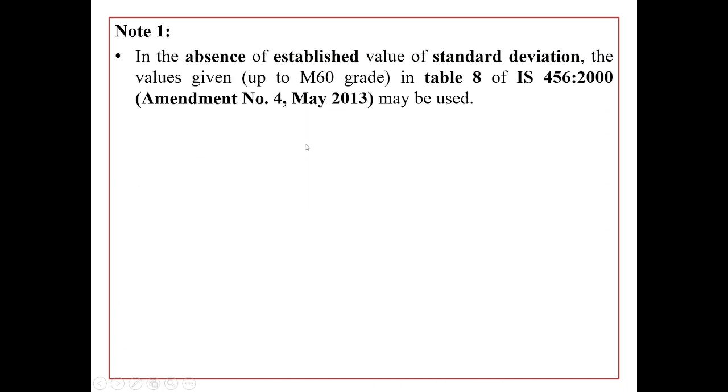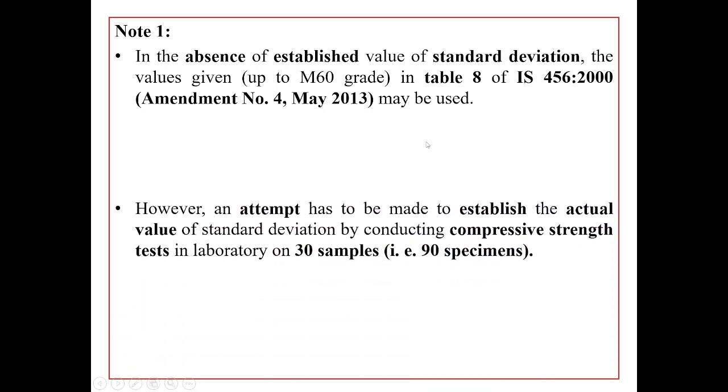Now, note 1 after this table. In the absence of established value of standard deviation, the values given up to M60 grade in table 8 of IS 456-2000, that is amendment number 4 May 2013, may be used. That means if you don't have standard deviation value for a particular concrete, then we can use the standard values given in table 8 of IS 456-2000, and that table is also modified in amendment number 4 May 2013. So we can use those standard values for a particular grade of concrete.